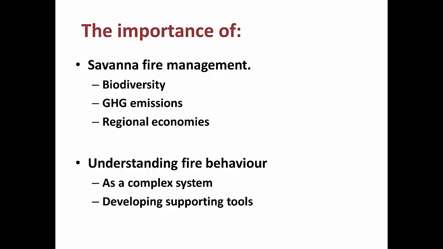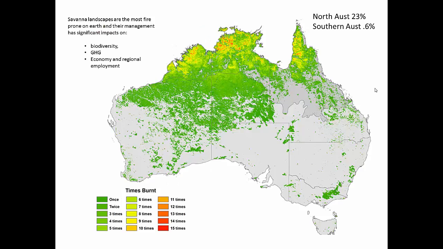Next, there we go. Okay, so I'll just go through briefly the importance of some of the work that I'm engaging with. So the importance of savanna fire management in relation to biodiversity, greenhouse gas emissions, regional economies, and the importance of understanding fire behaviour, and particularly fire behaviour as a complex system, and the importance of developing these tools. So I won't harp on about savanna fire, because I'll go through it quite quickly because I'm hoping 80% of the people here already have an idea of its significance.